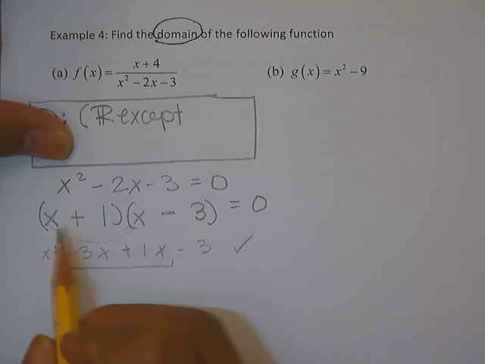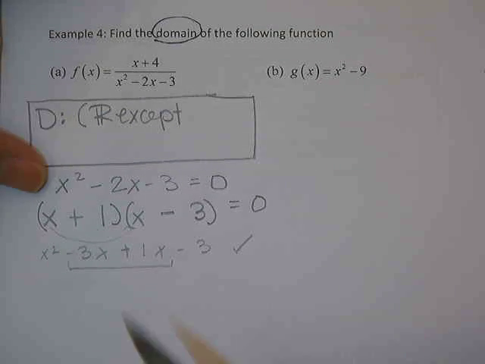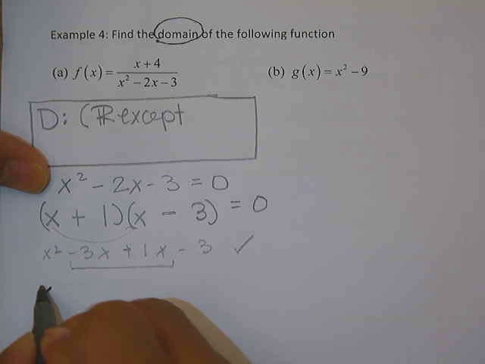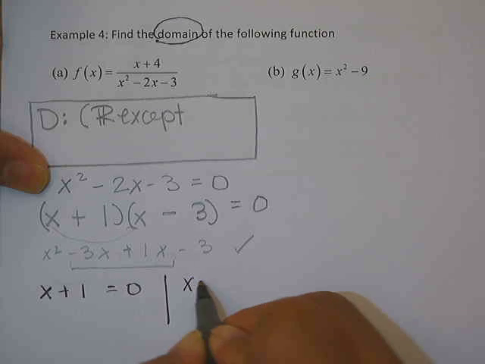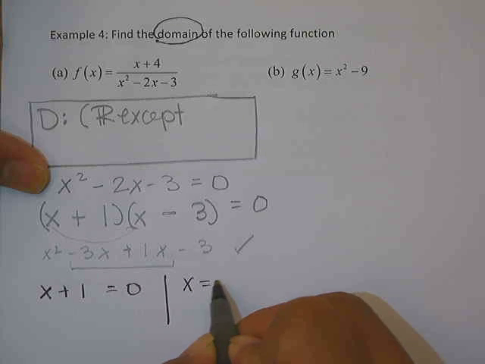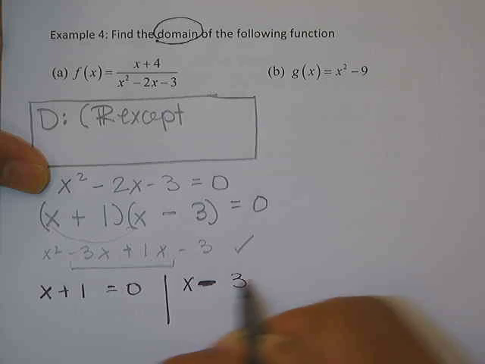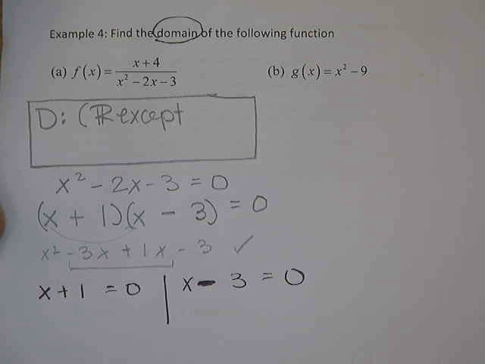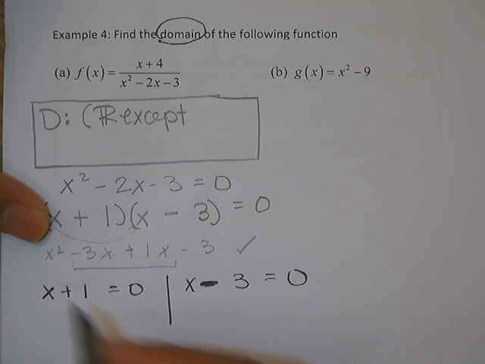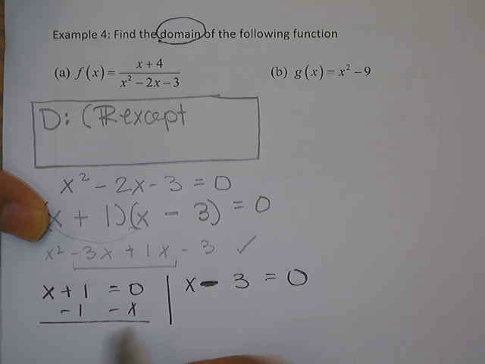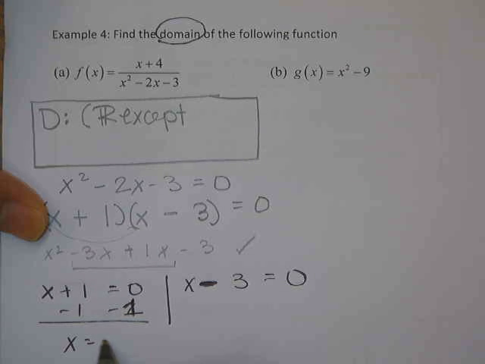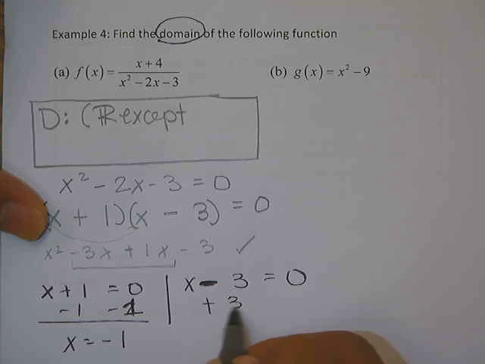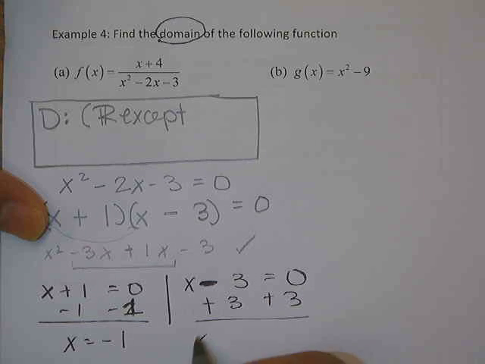All right. So now that I've successfully factored, I'm going to take each factor and set it equal to 0. Remember, we're trying to solve for what value or values of x that we need to exclude from the denominator. All right, solve for x. Oops, I'm sorry, this is supposed to be 1. Subtract 1 from both sides, so x is -1. Add 3 to both sides, x equals 3.